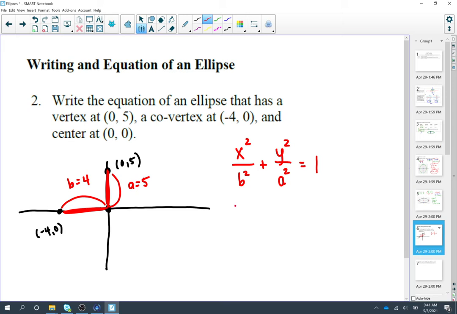From here, I'm going to fill everything in, so x squared over b squared, we know b is 4, so that's going to be 16, plus y squared over a squared, which we know is 5, so that's going to be 25, equals 1.